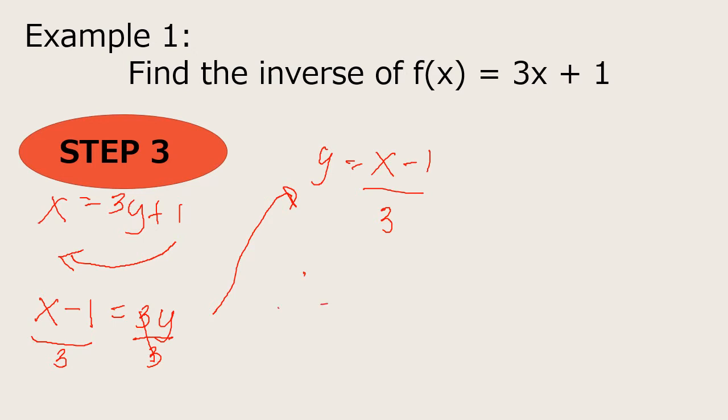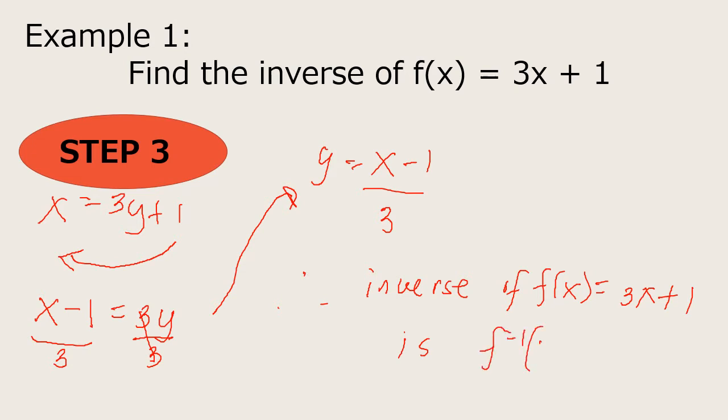Therefore, the inverse of f of x equals 3x plus 1 is f raised to negative 1 of x, this is our y, equals x minus 1 over 3. So, ito po yung nasolve natin kanina. Ito po yun. Y is equal to x minus 1. And then, change lang natin siya in the form of inverse. Kaya naging ganito yung y natin. F raised to negative 1 of x is equal to x minus 1 over 3. This is now the inverse of our example number 1.